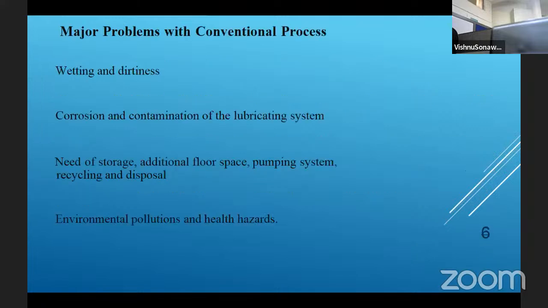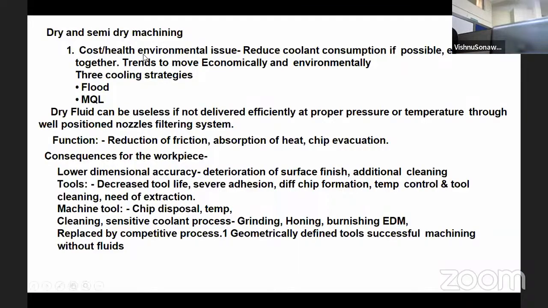The major problems with this conventional process are corrosion and contamination of the lubrication systems, need of storage, additional floor space, pumping system, recycling and disposal, environmental pollution and health hazards. These are the main points that should be considered for coolants during high-speed machining.